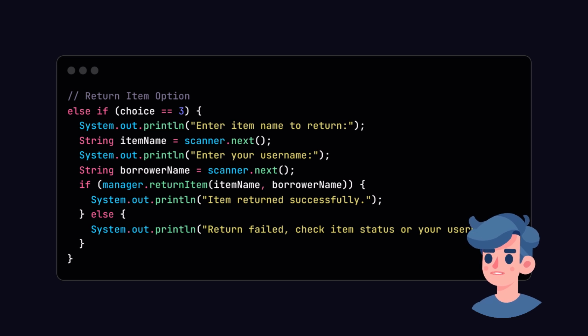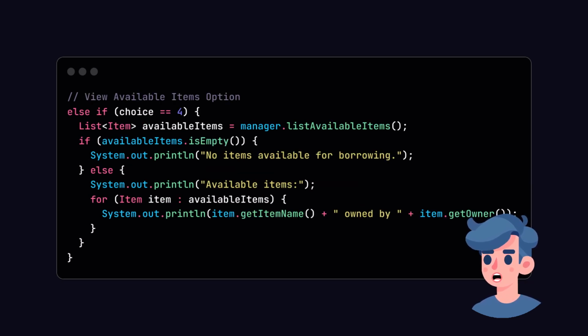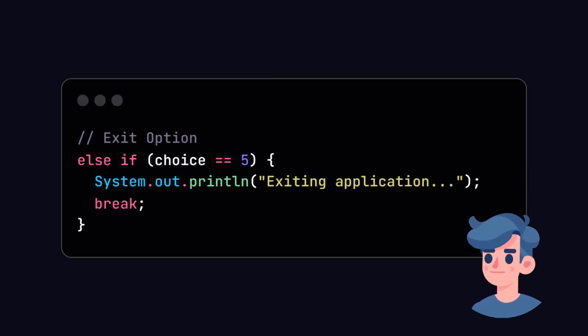Now let's allow users to return items they've borrowed. Returning an item checks the status and updates it accordingly. Finally, let's allow users to view all available items. Now that we have implemented the option to view available items, let's handle the exit case in our main loop. This will gracefully terminate our application when the user chooses to exit.